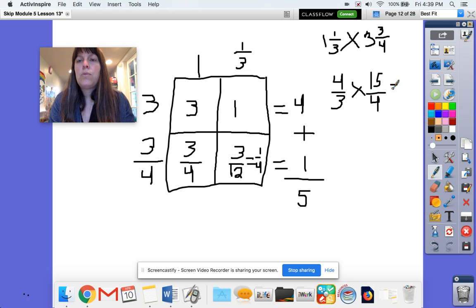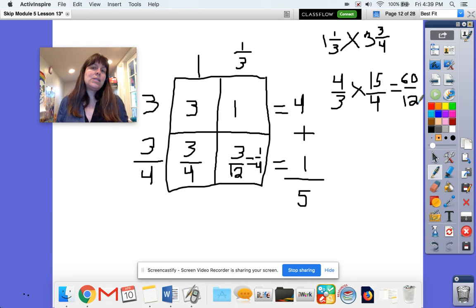Okay, so now multiply. 15 times 4 is 60. And 3 times 4 is 12. And now you want to put your answer in simplest form, and when you have an answer that's an improper fraction, you want to do something about that. So 60/12 is the same thing as 60 divided by 12. So what is 60 divided by 12? 60 divided by 12 is 5.